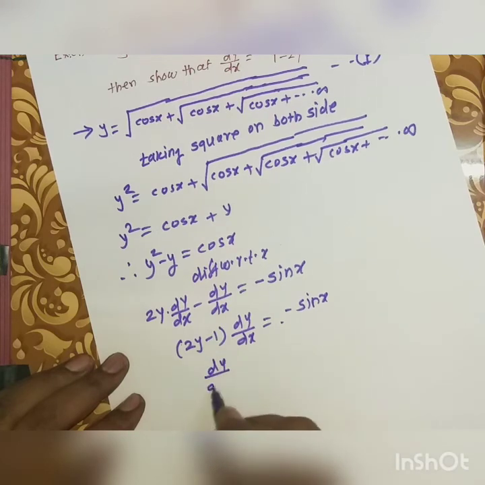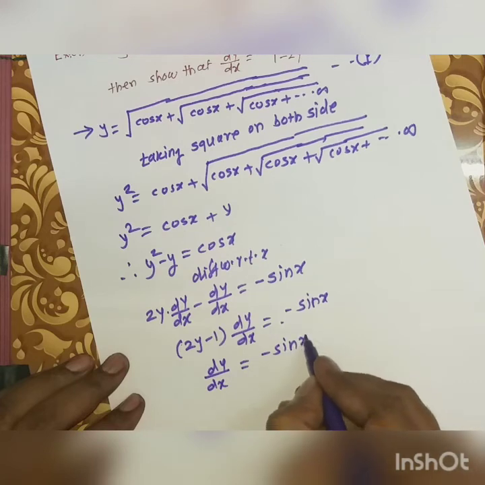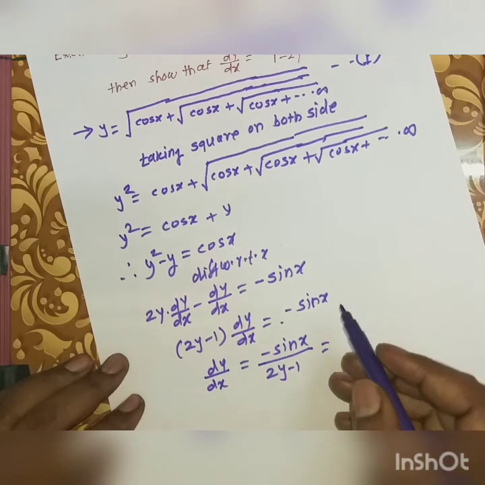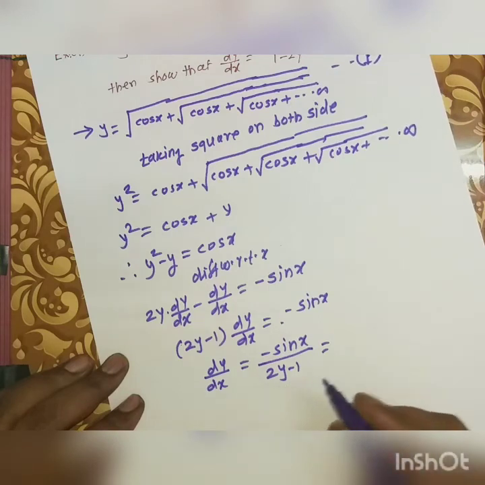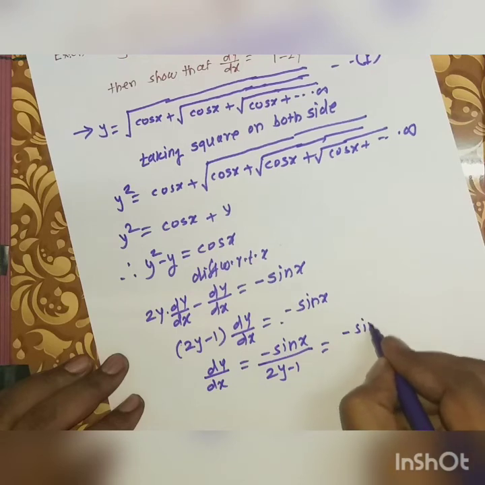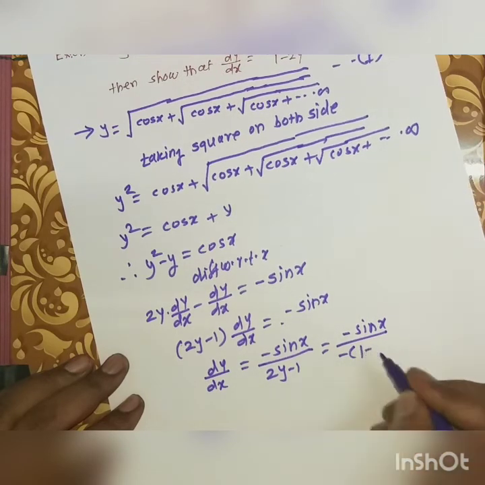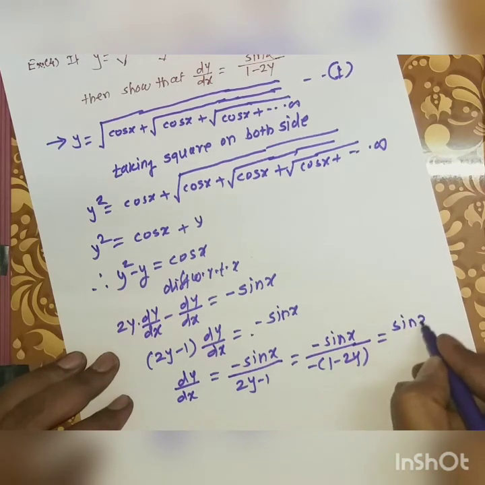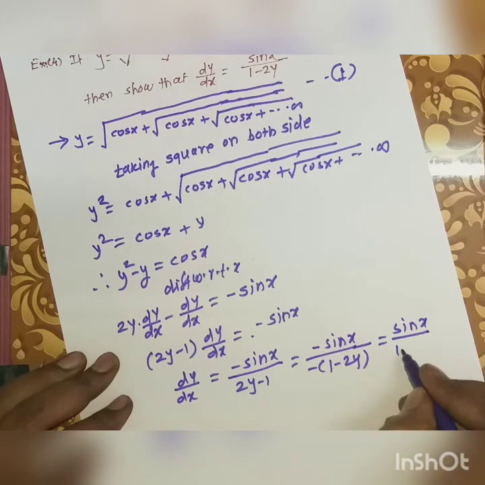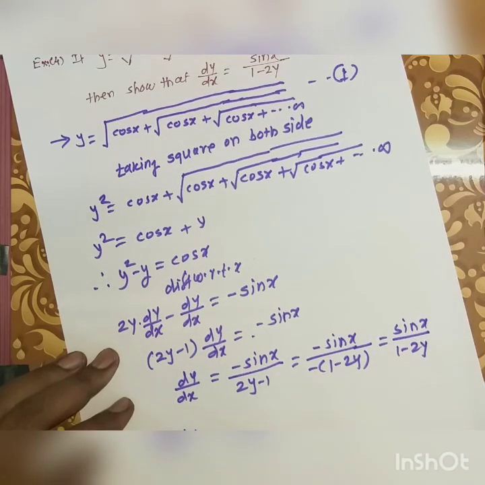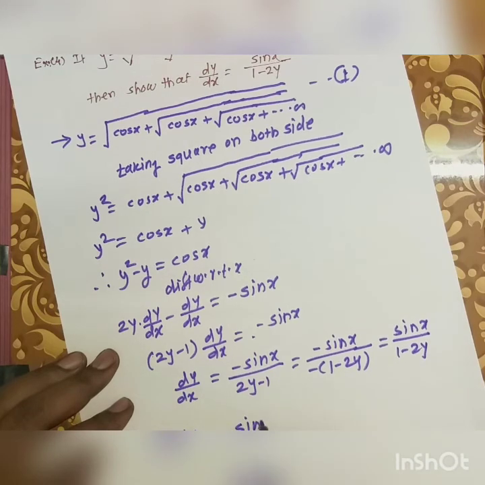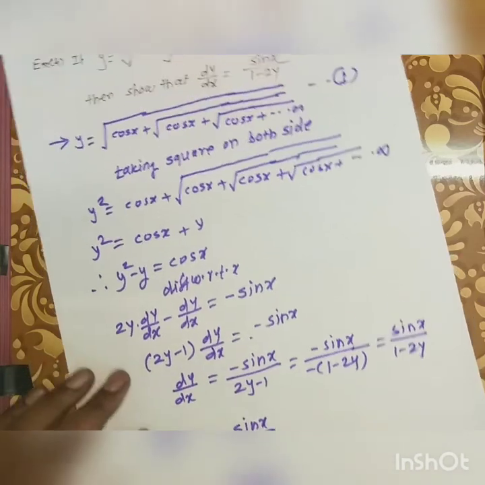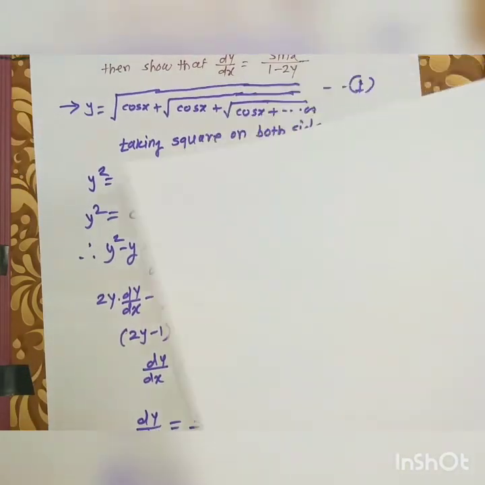Then dy by dx is equal to minus sin x divided by 2y minus 1, but the given answer is sin x divided by 1 minus 2y. That means take the minus sign in common in the denominator: minus sin x divided by minus of 1 minus 2y, minus minus is plus, then sin x divided by 1 minus 2y. So dy by dx is equal to sin x divided by 1 minus 2y. Now such types of examples are asked in CET exams.